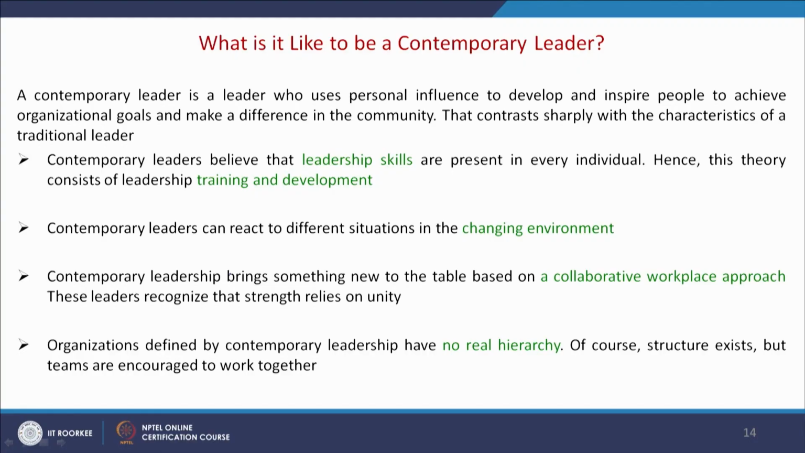The other is that contemporary leadership brings something new to the table based on a collaborative workplace approach. That means in traditional approaches there was some kind of hierarchy, some authority existing even on top of the leader.